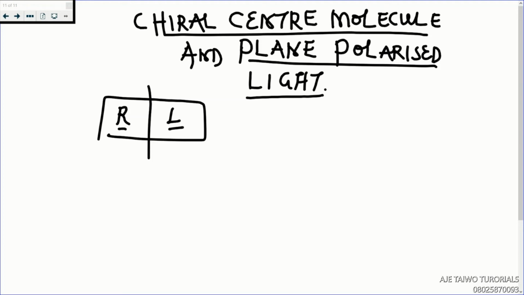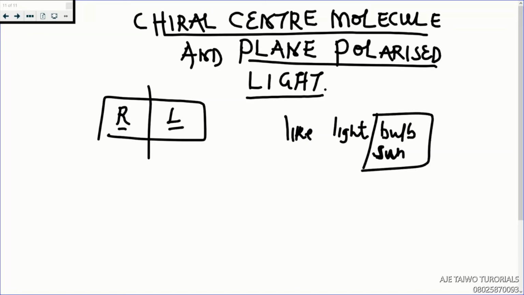It can be produced by passing normal light, in brackets, light from the bulb or from the sun, through a polarizer. This light from the bulb and the sun is not polarized, it is scattered.